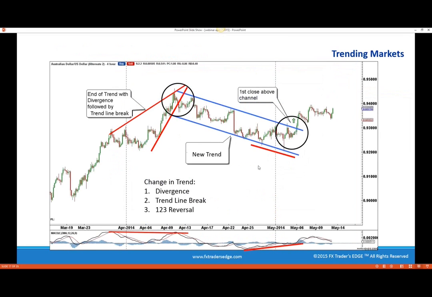This is the Australian dollar, and this is an example of what things we want to look for when the market is changing trend. We want to look for divergence, we want to look for a trend line break, and we want to look for a 1, 2, 3 reversal. I mean, this is a little mini trading strategy on its own. No wave counts, so this is the strategy part without the wave counts. Here we have a little note, end of trend with divergence followed by trend line break.